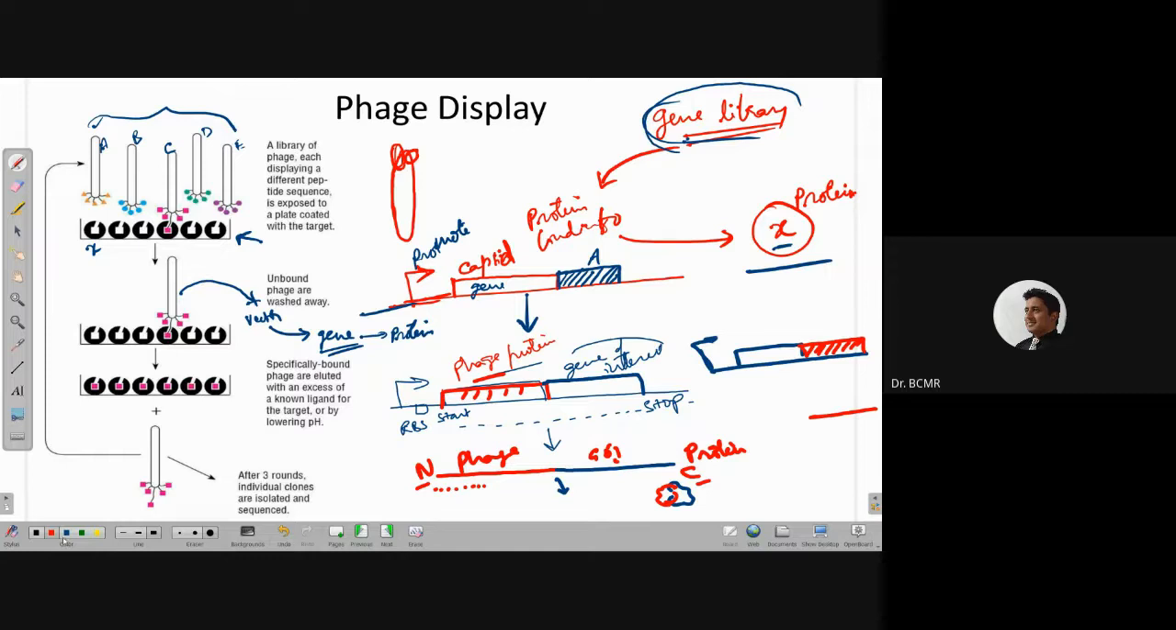So you can talk of it as C-terminal fusion. The name is not the point, but you should know that both are possible. Okay, and now we are going to try to see how it can be used.